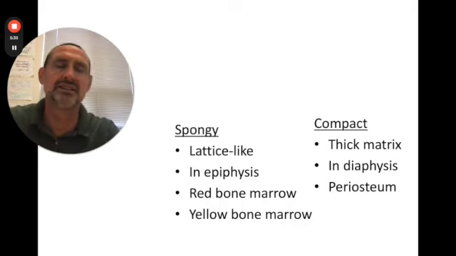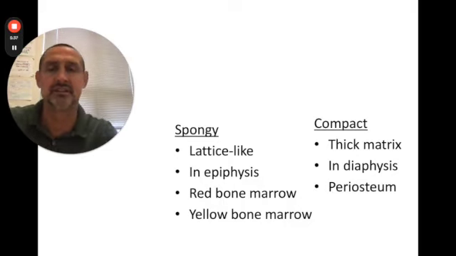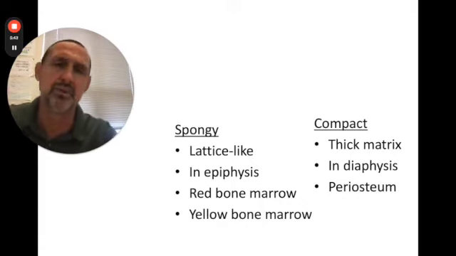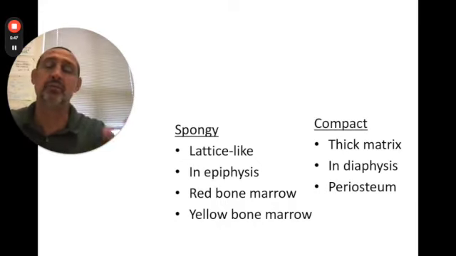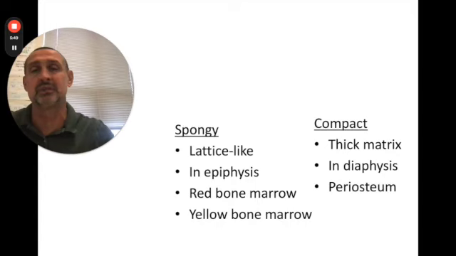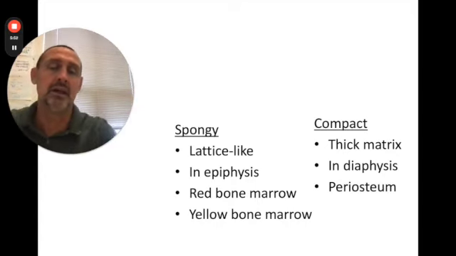So let's take a look at some of the similarities and differences here. Spongy bone is more lattice-like. We find it in the epiphysis, the ends of the bone. It's going to be associated with bone marrow. Compact bone has this really thick matrix. It's going to be more in the shaft, the diaphysis, and it's associated with that periosteum, that layer that surrounds the bone.